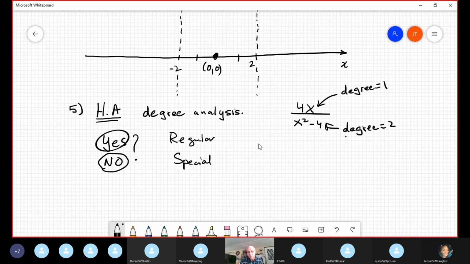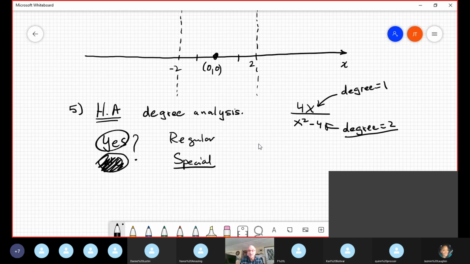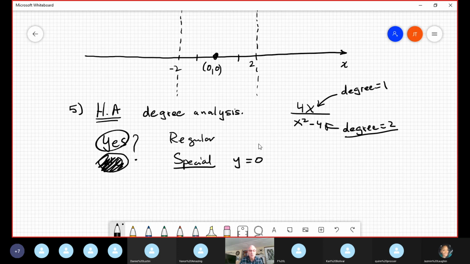So it is special, because the degree is 2. So the answer is yes. Yes, we have, but special. Very well. Special means y equals 0. And y equals 0 is here, look at that. This is my, in blue color, horizontal asymptote at y equals 0.